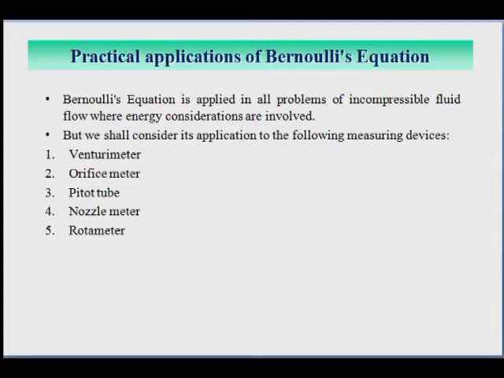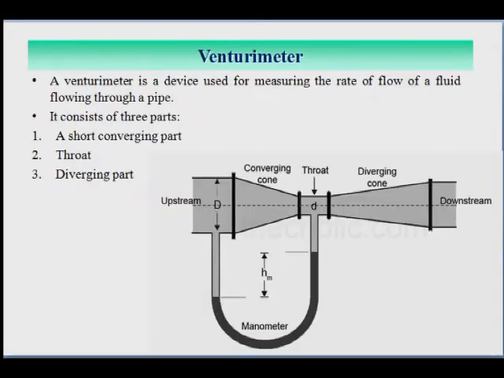So which are these devices? First is a venturimeter, second is an orifice meter, third is a pitot tube, then nozzle meter, and next is a rotameter. So we will study each of these devices in detail. First device is a venturimeter. This venturimeter is a device used for measuring the rate of flow of the fluid flowing through the pipe.